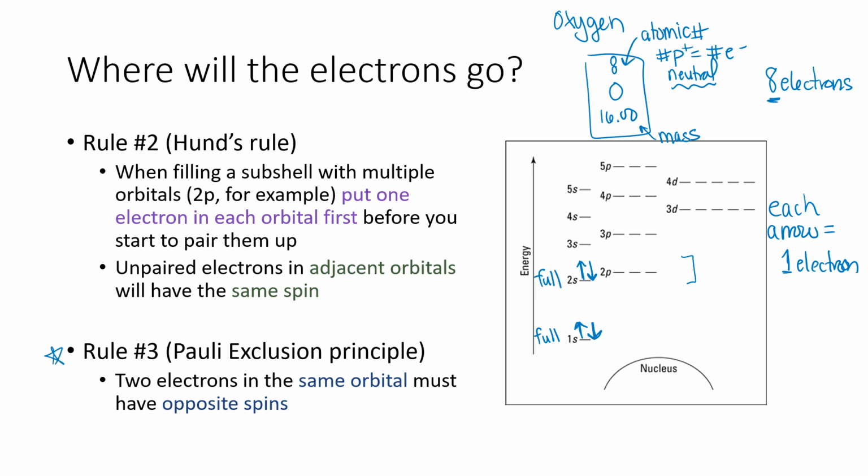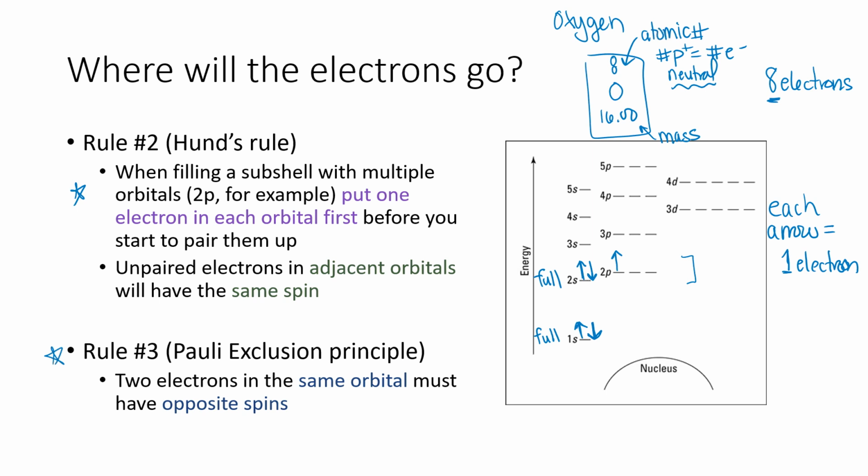Okay, now we're at my 5th electron. The 5th electron can't go in the 1s, can't go in the 2s, so it's going to go to the next best option, which is the 2p. The 6th electron is where it gets interesting, and we have to apply this rule right here. So when you have multiple orbitals available, you're going to put 1 electron in each orbital first before you start to pair them up.